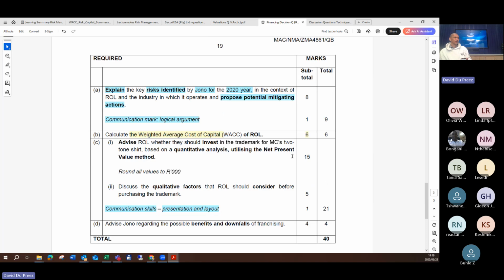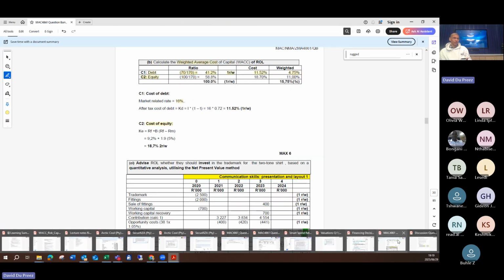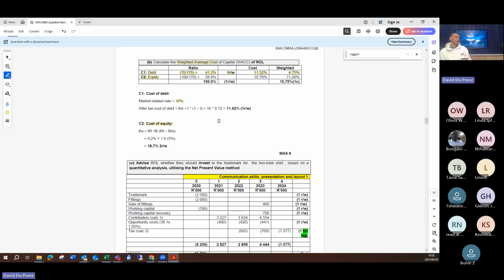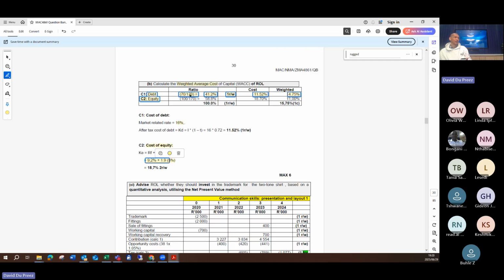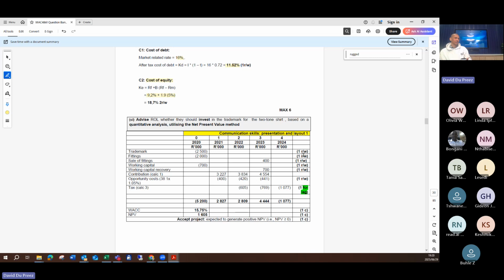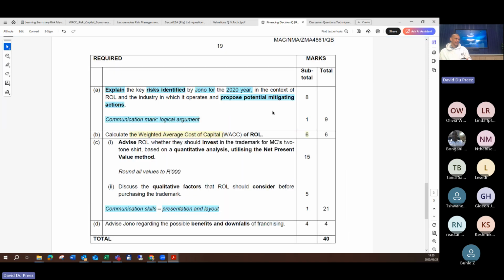If I go to the solution again, this is exactly what they did. This is the 5% times the beta, plus your risk-free rate to give you that. And then they've used the 70-30. Remember we spoke about this debt equity yesterday, how to get to the 170? And that gives you the cost that you calculated. Don't forget, this is after tax. Then you use your weighting times the cost to get to that, and that will be your 6 marks. Easy peasy.